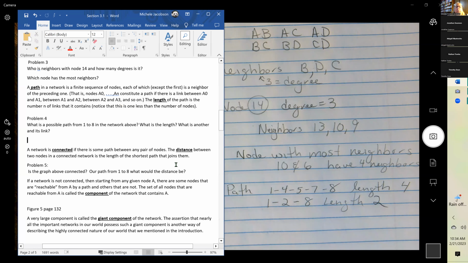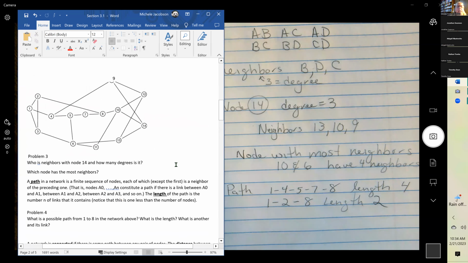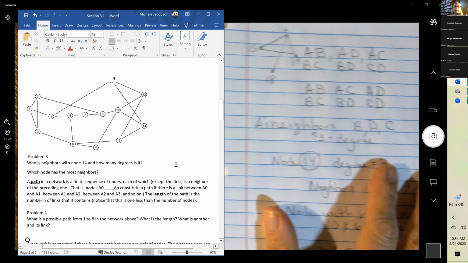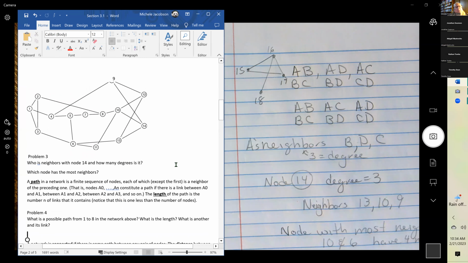So the component, if we look back here, if we're talking about node 1, node 1 can get to all of these. So these are its component. These are not, because 1 cannot get to them. There's no path that connects them. So the component is the ones that you can get to in your network.